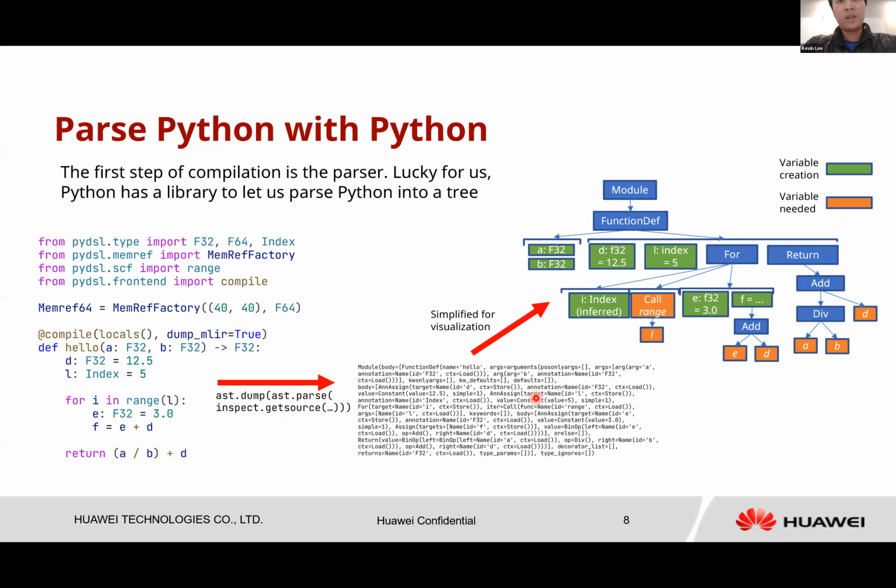This is very complicated, and there's a lot of stuff that we're never going to use, such as kw_defaults. We're not going to be using any of those, so I'm just going to simplify it into this tree view. One thing of note is that all the green nodes in here represent variable creation, and all the orange nodes are those that require those variables to be used.